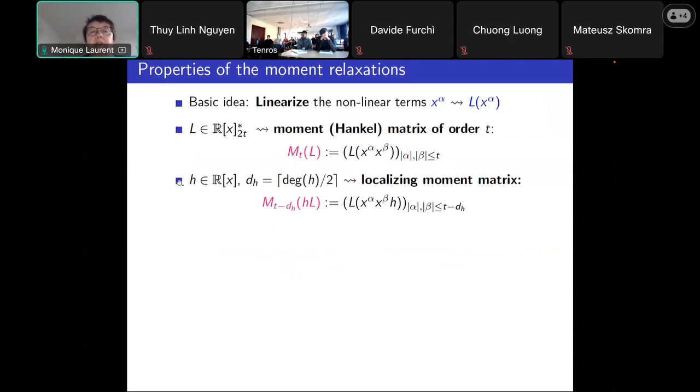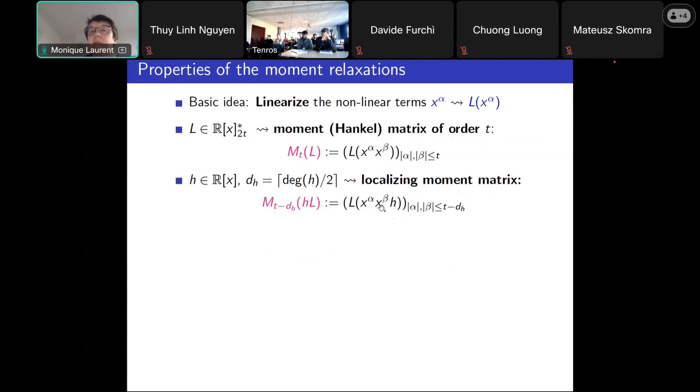If you have, in addition, a polynomial H, you can make a localizing moment matrix. You see here, it is a moment matrix of HL. In the notation of Bernard yesterday, there would be a star between the H and L. If you have a linear functional and a polynomial H, you can make a new linear functional HL, which maps a polynomial P to L of PH.